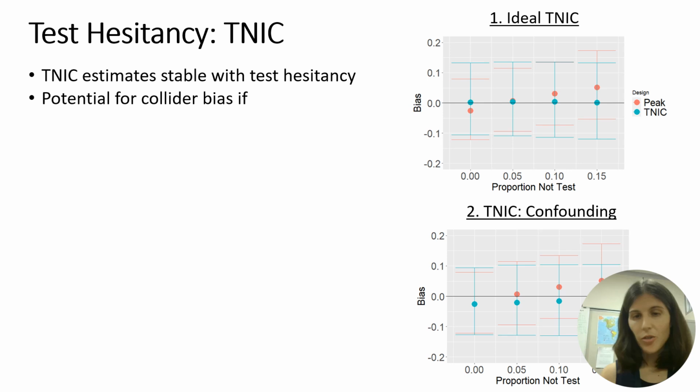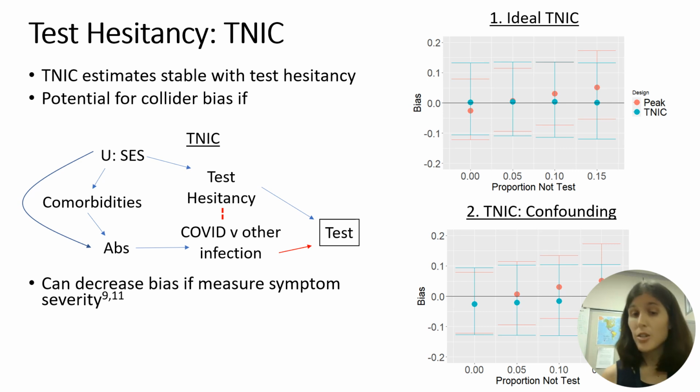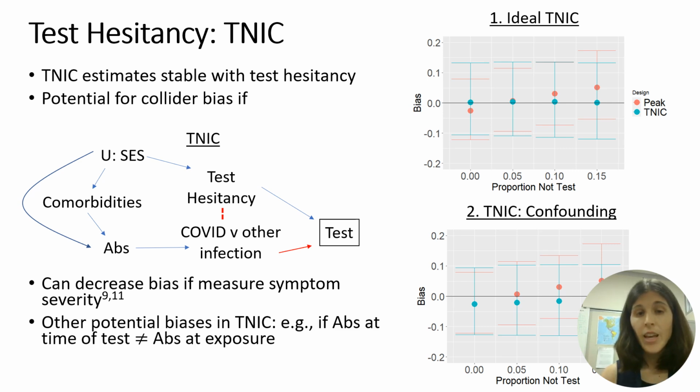There is now a potential for something called collider bias in the test negative design if people are more or less likely to test depending on whether they have COVID versus a different infection. But we can mitigate that bias if we measure and adjust for symptom severity and if we have a very clear case definition of the symptoms required for someone to get a test and be included in our study. There are other potential sources of bias in the test negative design, which I don't have time to go over, so I'm not saying that this design is perfect, merely that the results are much less impacted by this issue of test hesitancy than the peak design.